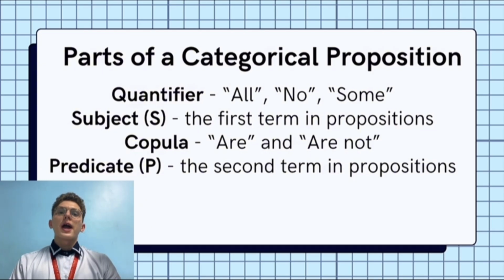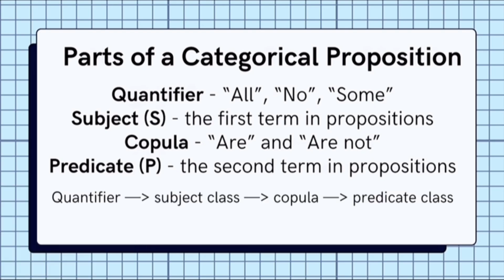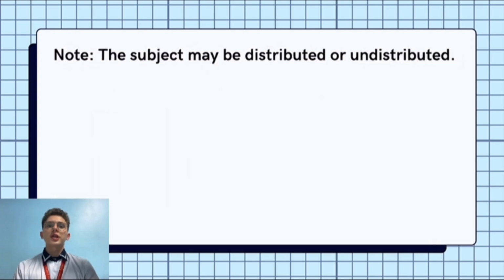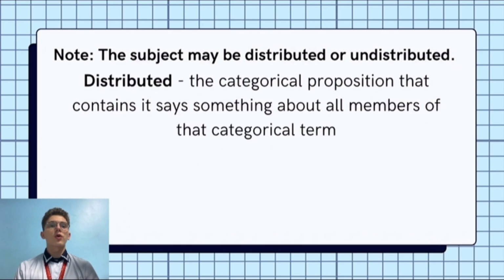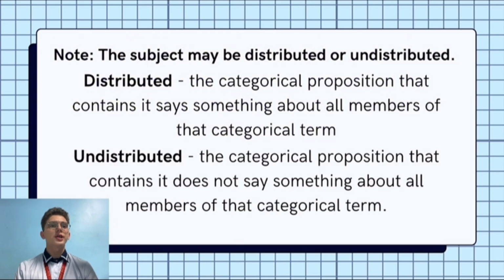Any standard form categorical proposition must follow the order stated below: quantity, subject class, copula, predicate class. Note, the subject may be distributed or undistributed. A categorical term is said to be distributed if the categorical proposition that contains it says something about all members of that categorical term. On the other hand, a categorical term is undistributed if the categorical proposition that contains it does not say something about all members of the categorical term.